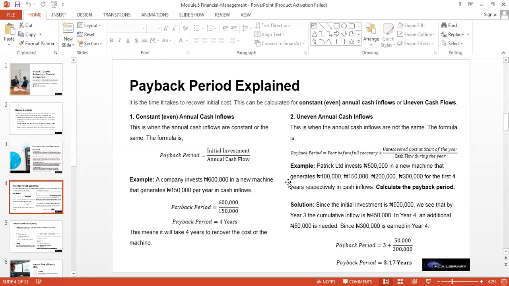So that additional 50,000 naira, which falls in the fourth year, needs to be calculated to get the actual period. We already know that we have 3 years on ground. So the 50,000 naira divided by the 300,000 for the fourth year gives us 3.17 years that it will take for the money to be recouped on the investment.